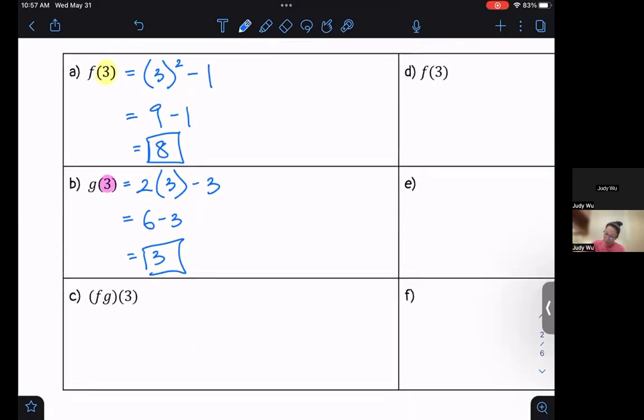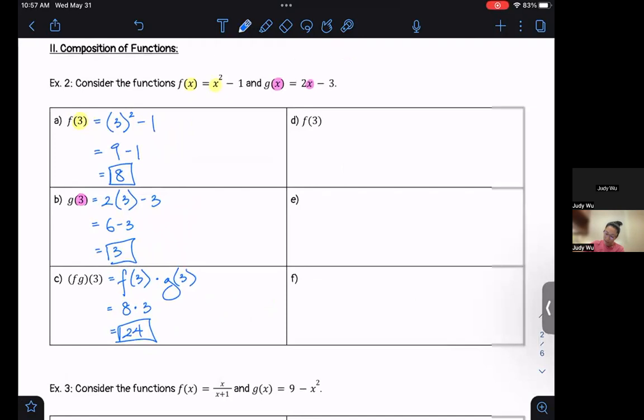Now, I'm not sure we've seen this notation yet, but fg of 3 is really saying take f of 3 and multiply it by g of 3, which happens to be the first two numbers that we found in parts A and B. So f of 3 is 8 times g of 3 is 3. 8 times 3 gives us 24. Not too bad, right? Practicing that multiplication and evaluating.